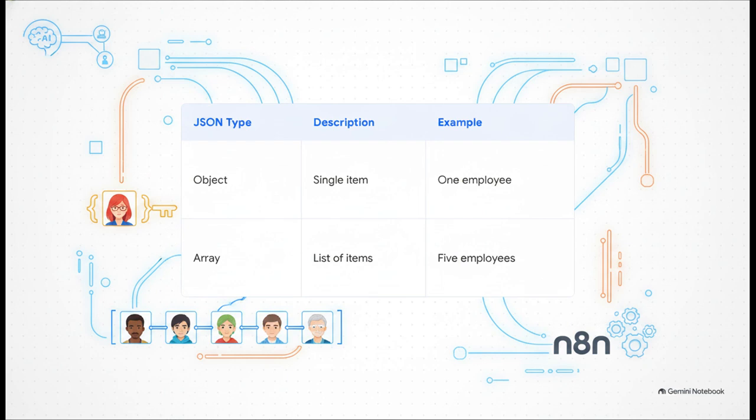When an API or an AI model gives us data, it usually just spits out raw text. So we use a format called JSON to structure that data so our software knows precisely what to do with it. You just need to know the difference between an object, which is a single item, like one employee's file, and an array, which is a structured list containing multiple objects, like a roster of 5 employees.